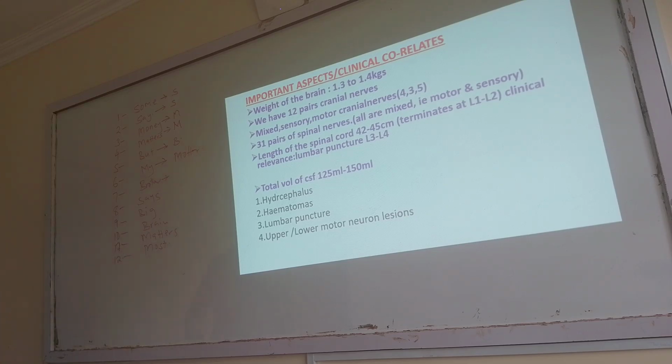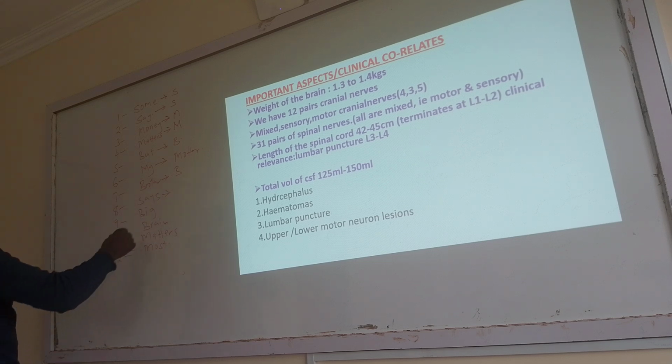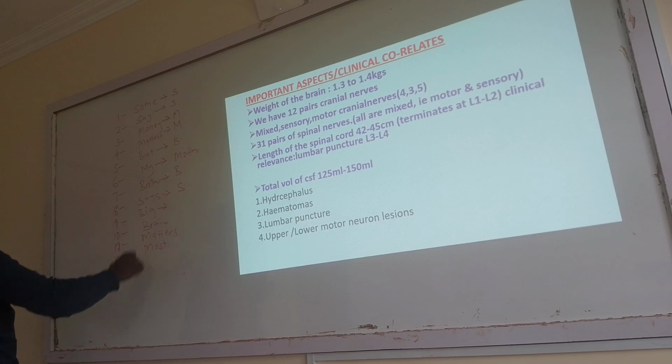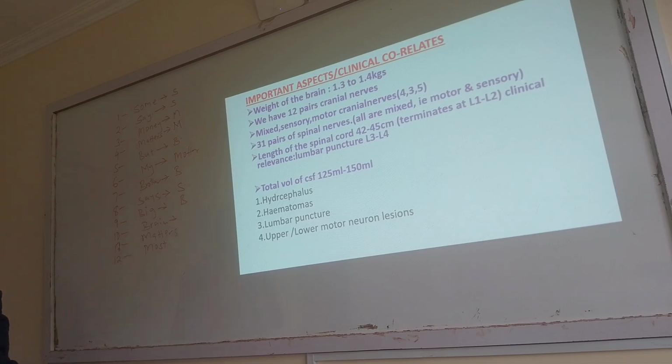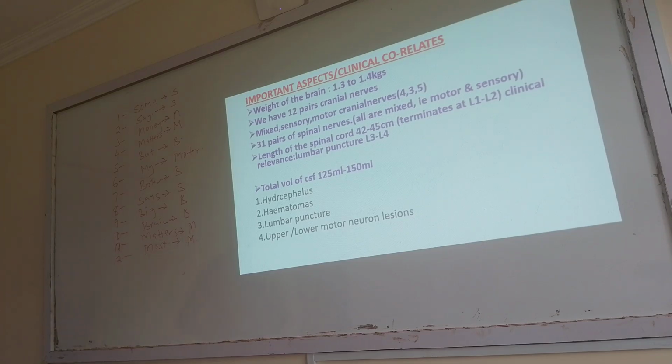Cranial nerve number 7 is both. Cranial nerve number 8 is sensory. Cranial nerve number 9 is both. Cranial nerve number 10 is both. Cranial nerve number 11 is motor. And cranial nerve number 12 is actually motor.